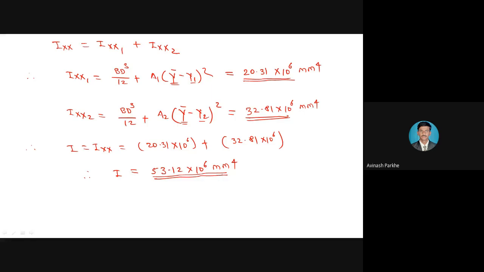Okay, so this is 53.12 into 10 raised to 6. This is the total moment of inertia about the neutral axis. Now, we have calculated y bar values in the form of yt and yc. Now, calculate stress.